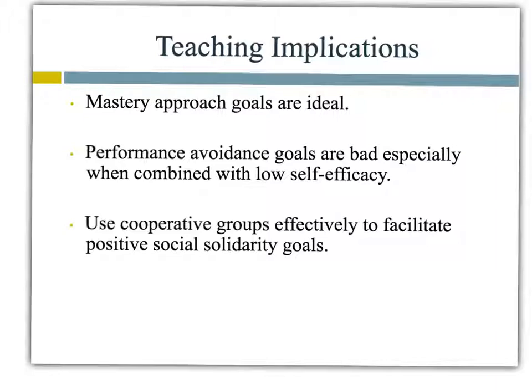Now, what you want to avoid, and this is my second point here, are these performance avoidance goals. These are bad, especially when combined with low self-efficacy, because this will often spiral to learned helplessness. And finally, you can use cooperative groups effectively to facilitate positive social solidarity goals. Just remember that if you're going to use cooperative groups, that you must structure them effectively using the components I discussed in the previous couple slides.